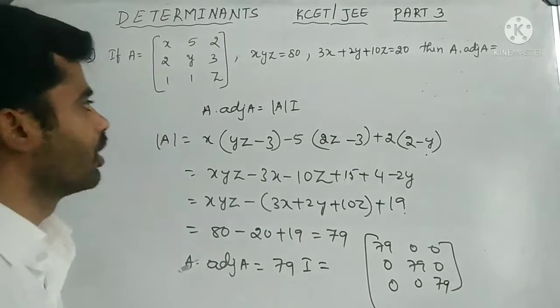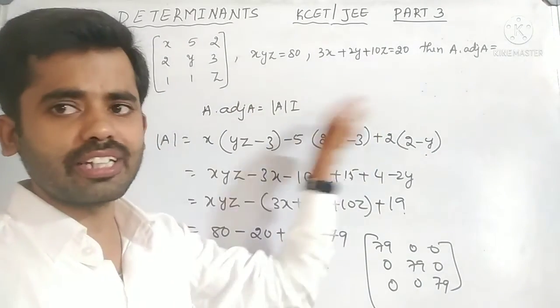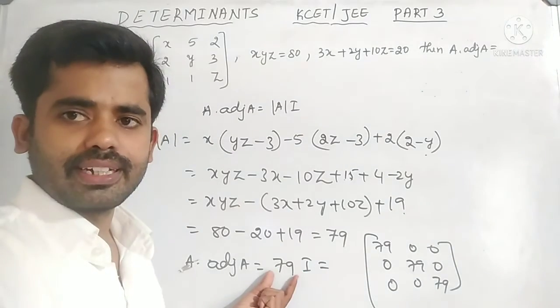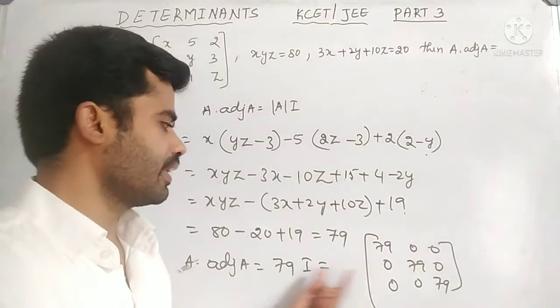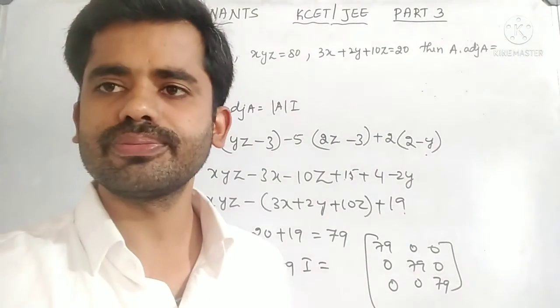The options are matrices, and space is less, that's why I didn't write an option. This option means that the determinant value is 79 times I. This is the value you will get. Okay, let me move on to the next one.